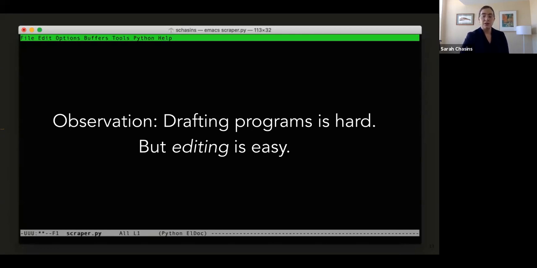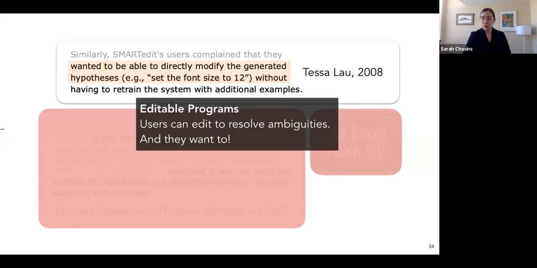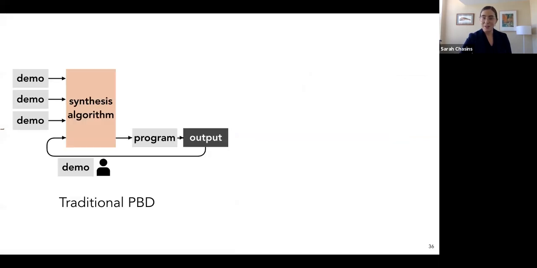And so this was the approach that we ended up ultimately taking. And in fact, this makes sense. This ties into one of those earlier insights that we were talking about, right? So here the users are expressing they actually wanted to be able to directly tweak and edit the programs that they were getting back. And so this points to the fact that we need editable programs. Users need to be able to edit to resolve ambiguities, and they already want to do this. This points to the two key things that we realized we would need in order to make these tools usable by real users. So it needs to be a single demonstration, and it needs to produce editable programs. And unfortunately, those had not yet been delivered over the course of the history of web PBD.